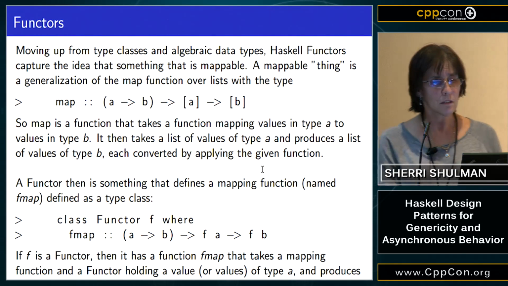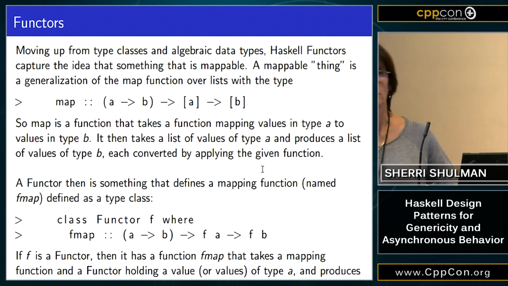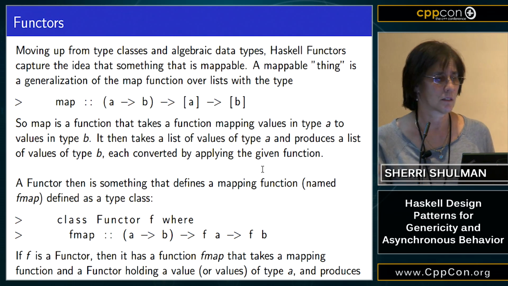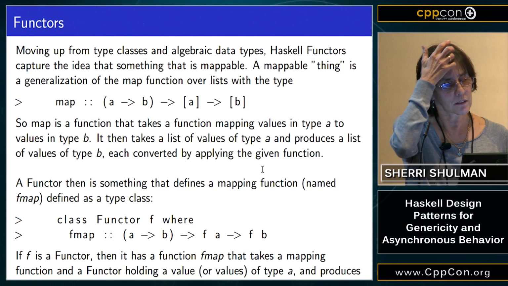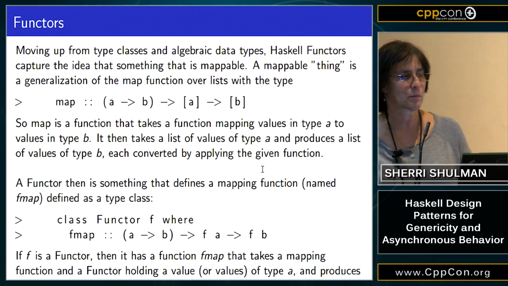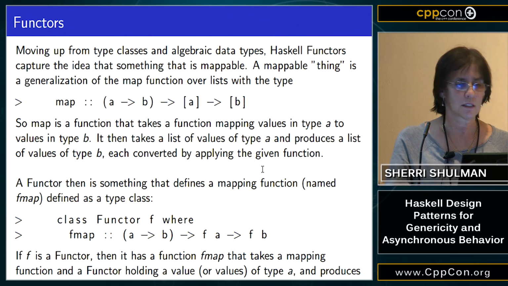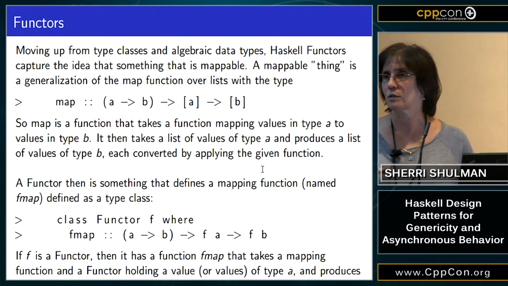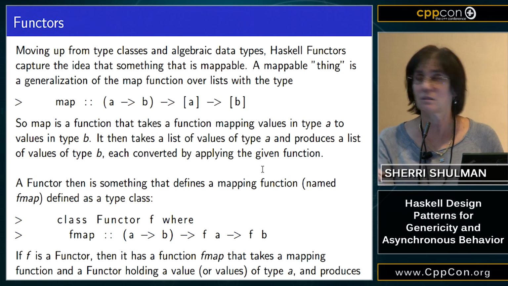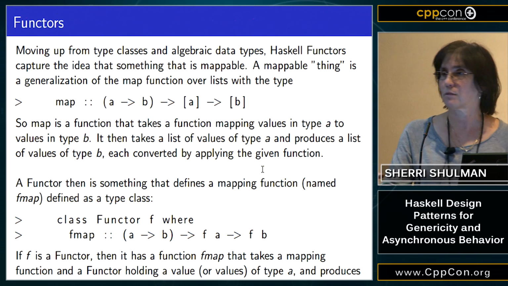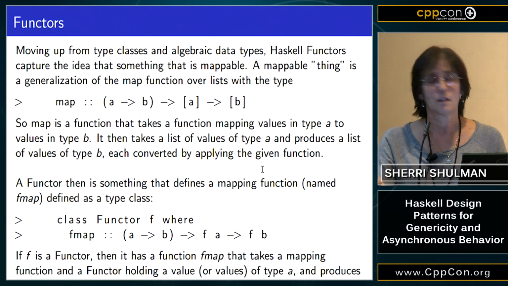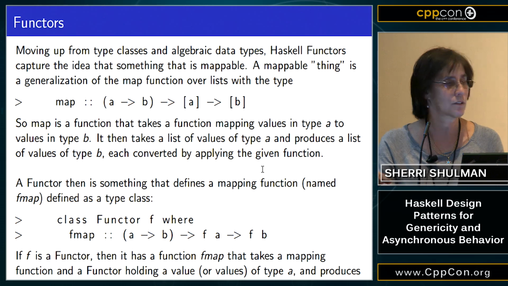All right, so now we're going to move from algebraic data types to functors. Right. So Haskell functors capture the idea that something is mappable. A mappable thing is a generalization really of the map function over lists with the type. So here's the type of a map function. It takes a function of the type A arrow B, and it takes a list of A's, and it produces a list of B's.